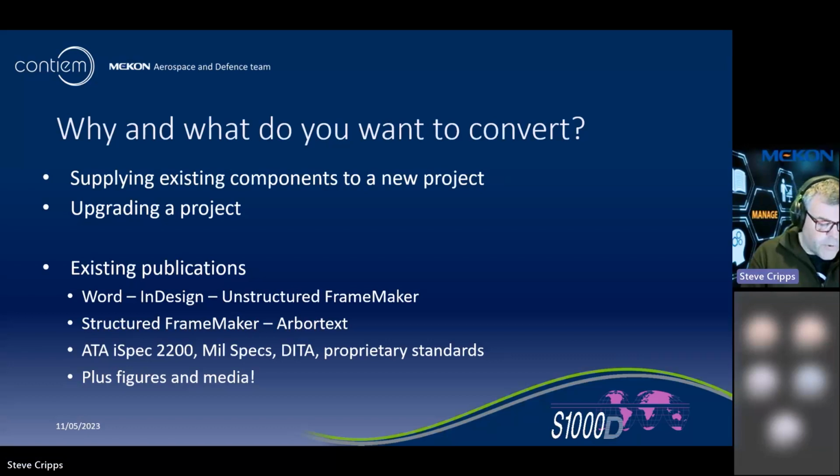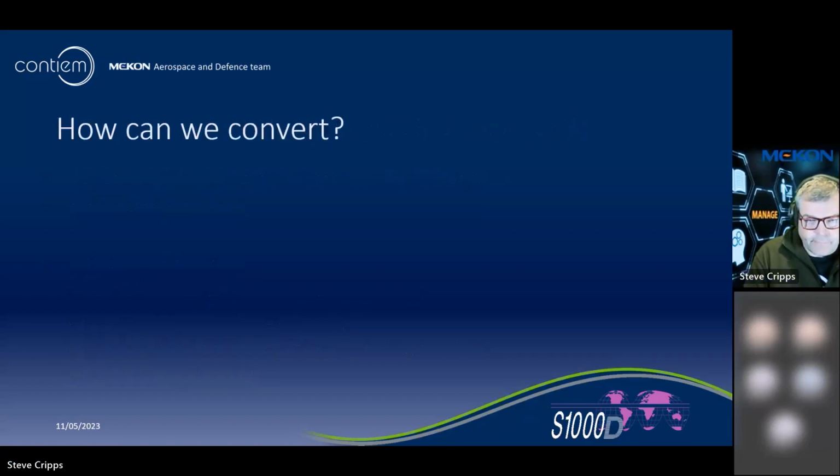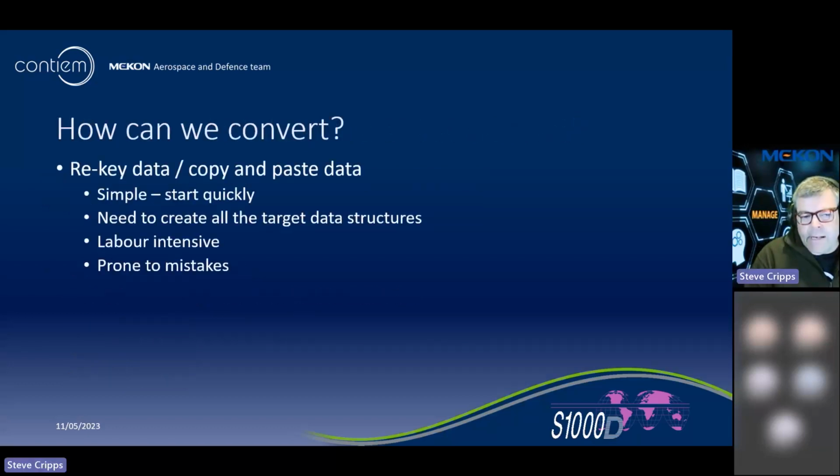So what options does that give us? Well, we can simply rekey the data, literally sit there at our keyboard, have one page open, or it might even be the book on the table, and type it into our new structure. And slightly better than that, but not much better than that, is maybe copying and pasting the data, where at least we're doing kind of an electronic copy of blocks at a time. So we might be able to pick up a whole paragraph and copy it across.